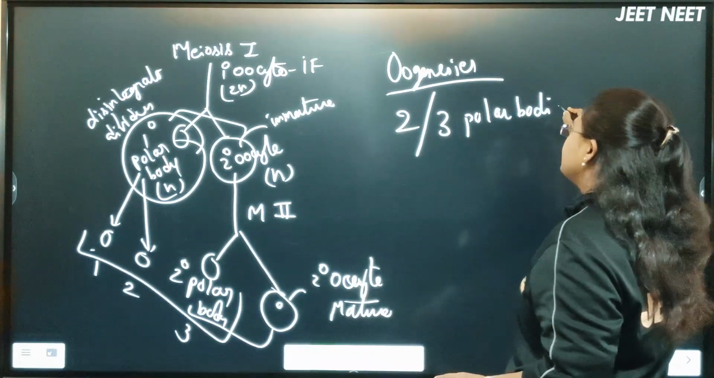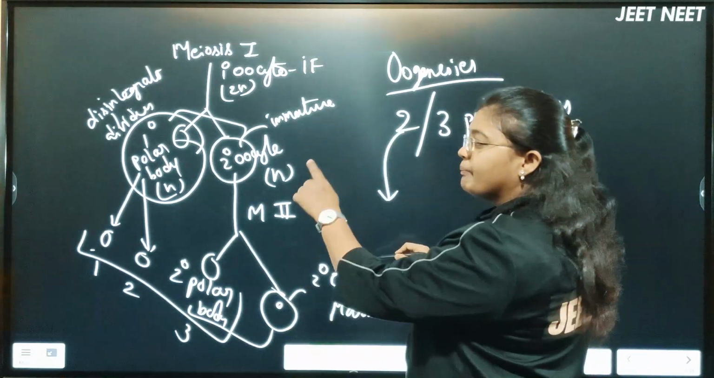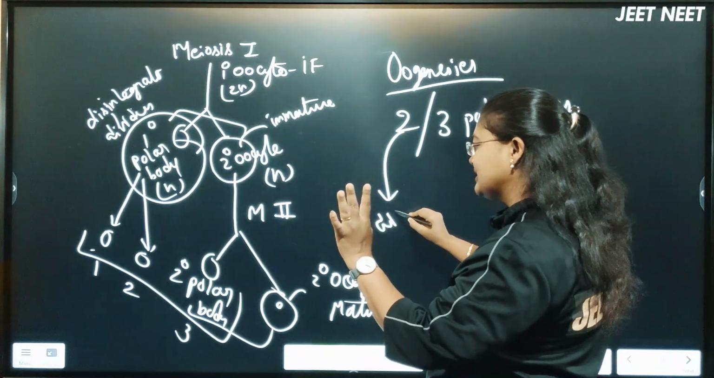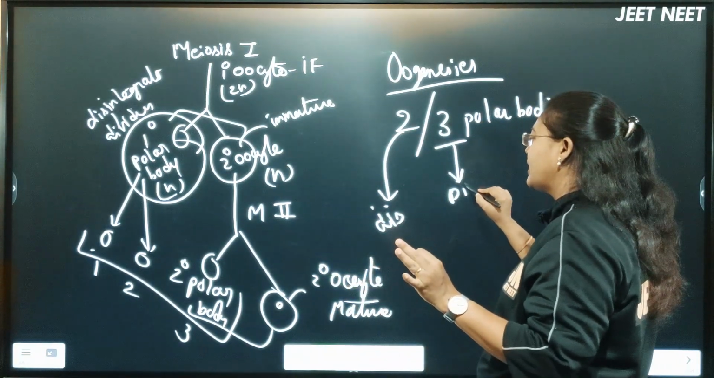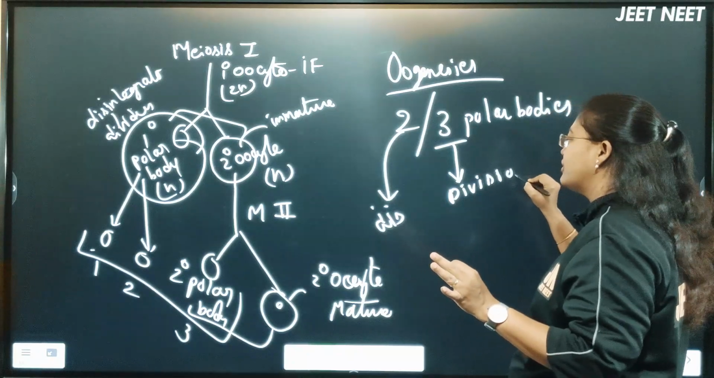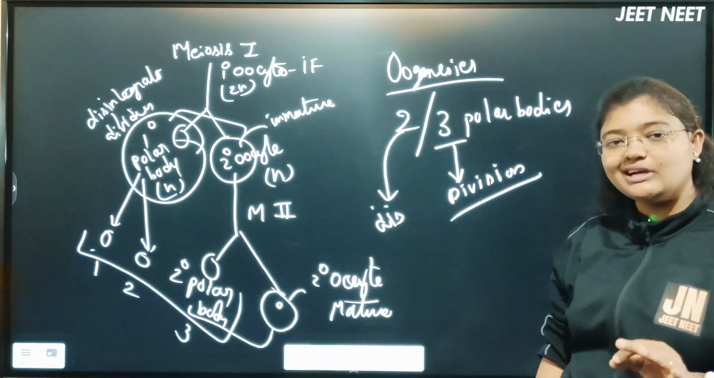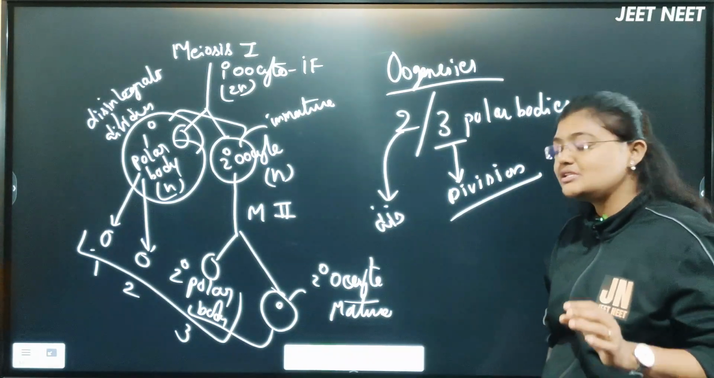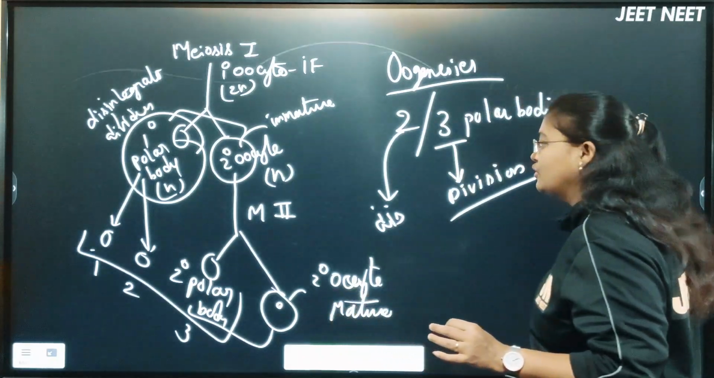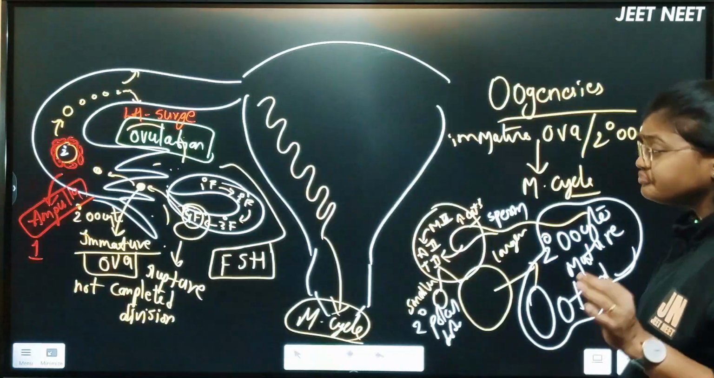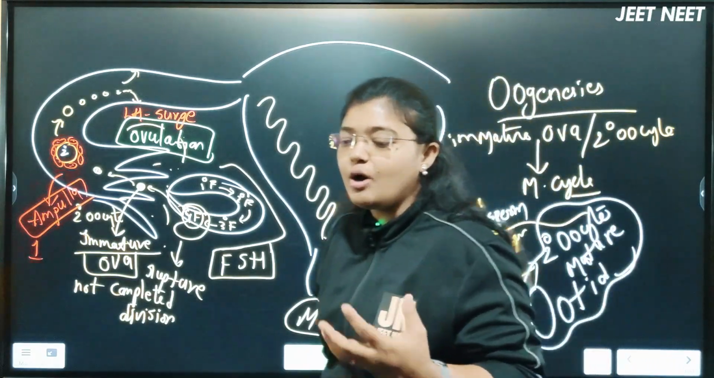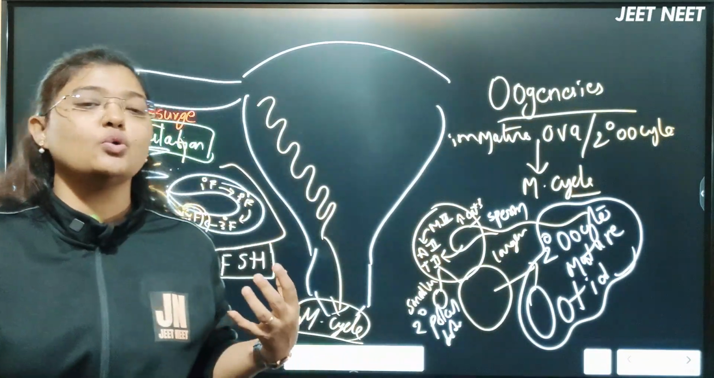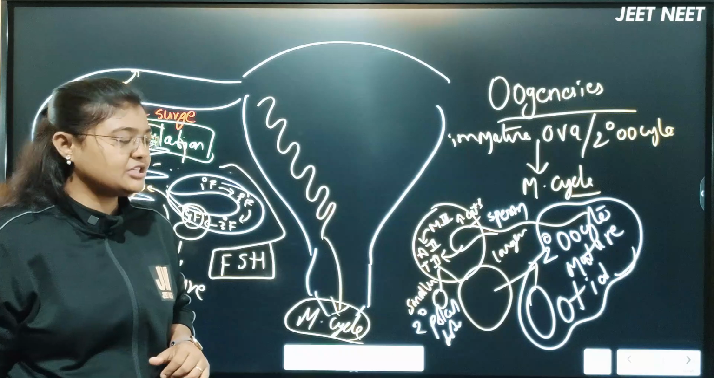2 polar bodies will be produced whenever the primary polar body disintegrates here, or else 3 polar bodies will happen when the primary polar body has undergone division. Clear these points here, right? This is about the process called oogenesis, right? Please keep the structure very clear here. This is about the process in detail, the process of oogenesis here, right?